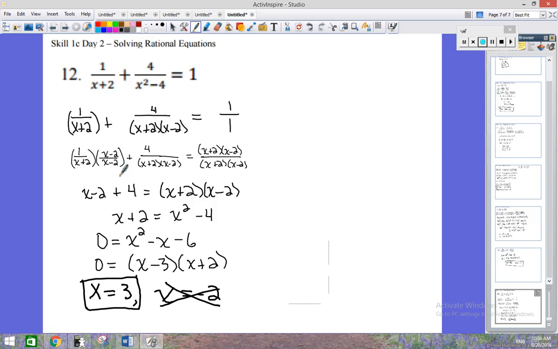Both of those were solutions to this equation, but not both were solutions to our original, only x equals 3. Like in this example, this one highlighted in yellow might have extra solutions. So in reference to the original equation, we say this is extraneous.